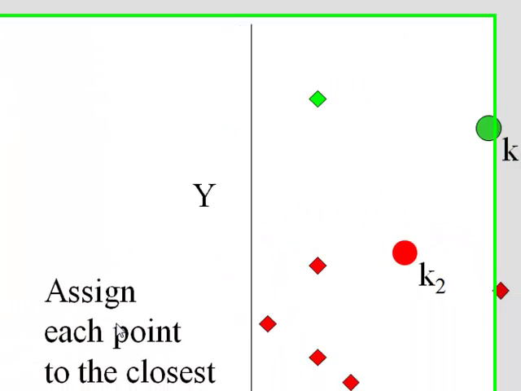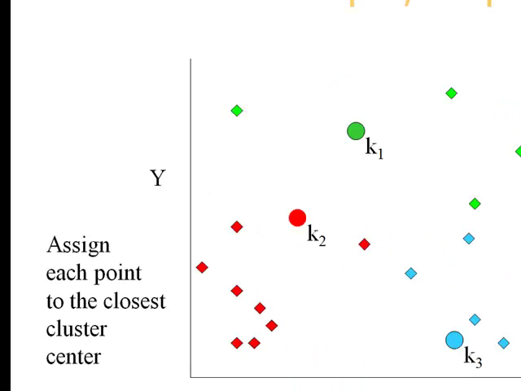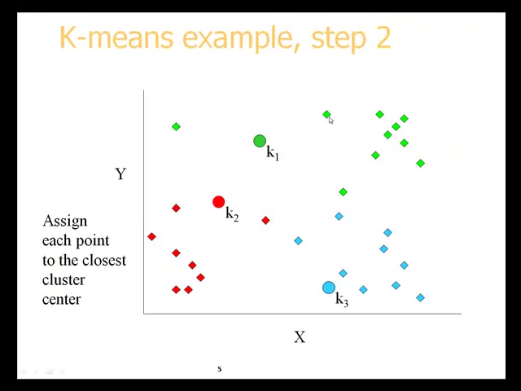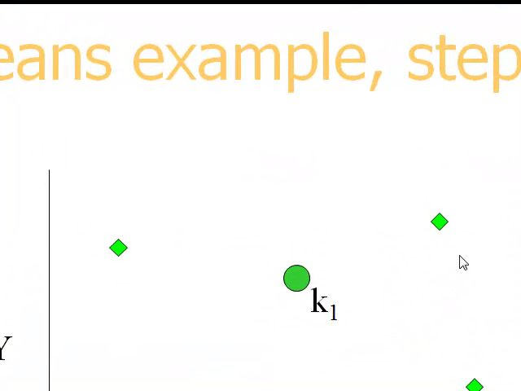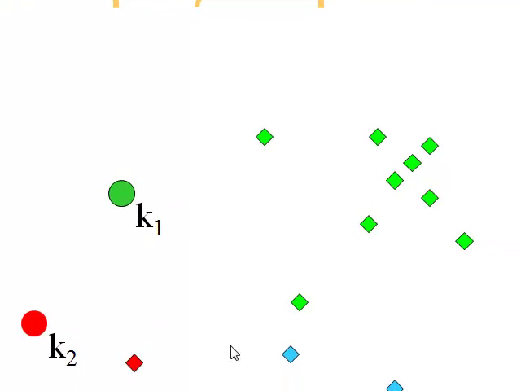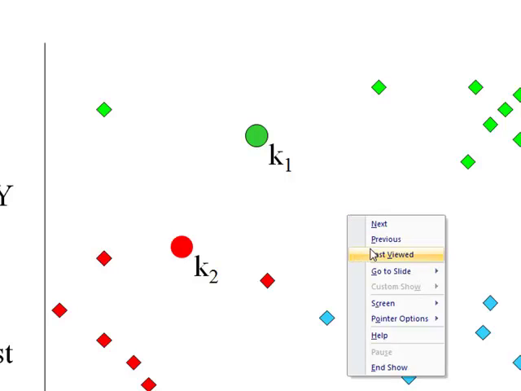Assign each point to the closest cluster center. So in other words, this dot here, which center is it closest to? K1, K2, or K3? It's obviously closest to K2, so we'll assign it to K2's cluster. Whereas this one here is closest to which? It's closest to K1, so we'll assign it to this cluster. So you can see how the data has been assigned to different groups. Okay, but this is kind of random at this point.